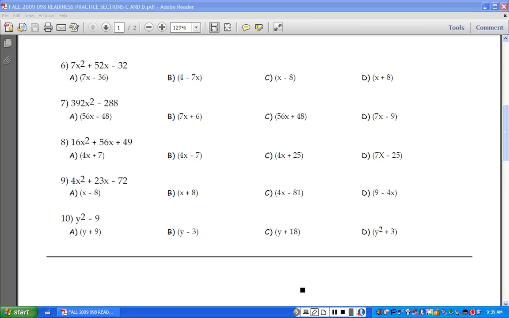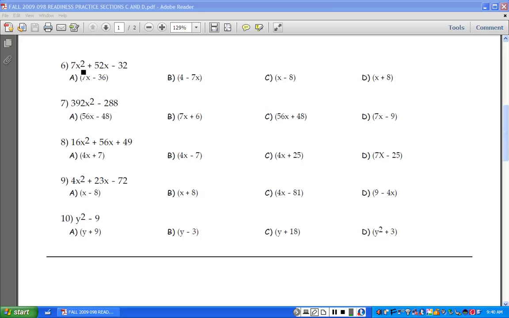Number 6. Notice once again we have a coefficient other than 1 on the square term. And based on the lesson we just learned in the last problem, we want to check, is there a number that goes into 7, 52, and 32? Well, the only thing that goes into 7 is 7 other than 1, and 7 doesn't go into 52 and 7 doesn't go into 32. So we're safe. We can't pull out a common coefficient.